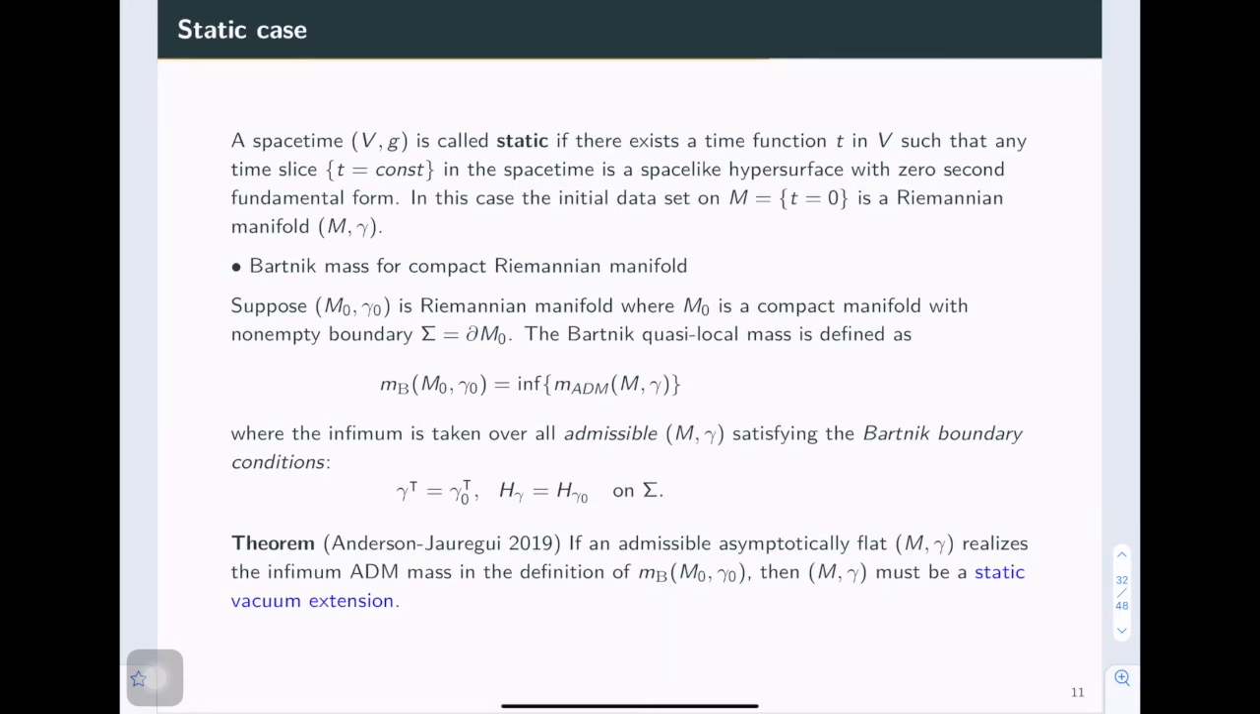It has been proved by Anderson and Jerrigan that if an admissible asymptotically flat extension realizes the infimum ADM mass here, then that extension must be a static vacuum extension. We will introduce the detailed equation of static vacuum extension in the next section. Here, let's first talk about the conjecture about the mass minimizing extension in the general case.